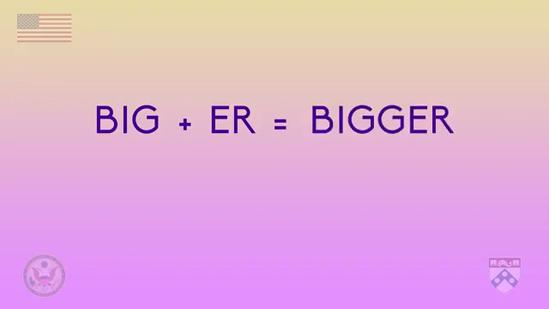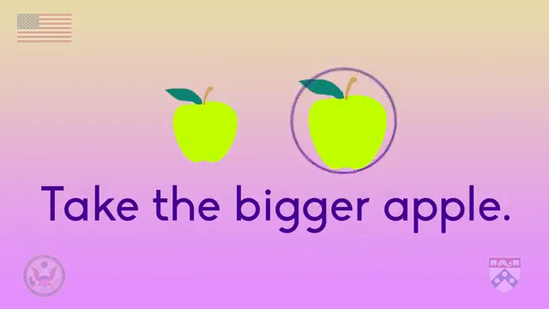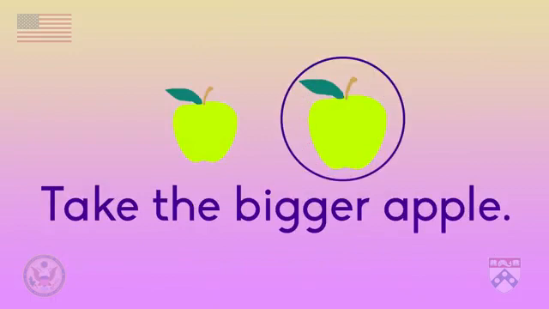Notice the spelling changed. Instead of B-I-G-E-R, we have B-I-G-G-E-R. This kind of spelling change is common when we make comparative adjectives, so pay close attention to our examples in this video and the examples you see when you read in English. Let's use our new comparative adjectives in a sentence. I can say, take the bigger apple, and you now know which one to take.